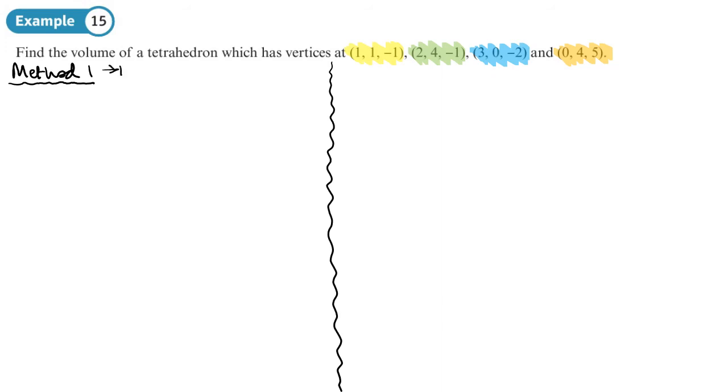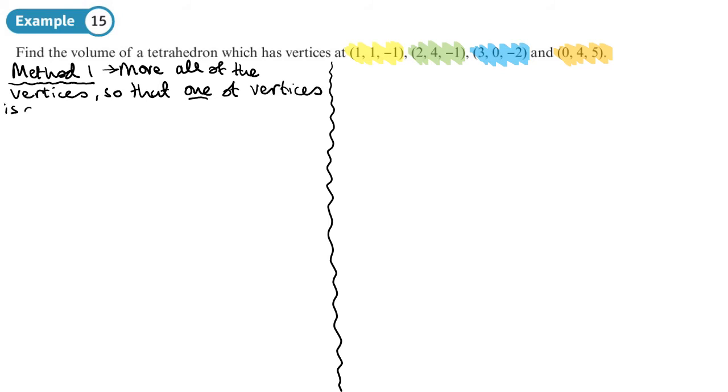Okay, so method number 1, move all of the vertices so that one of the vertices is at the origin. This way it avoids messing about working out vectors between points, but I'm going to show you both ways. So what do I mean by that? Let's say, for example, I moved the first point to 0, 0, 0. So I move one of the vertices to the origin. Now let's call each one A, B, C, D.